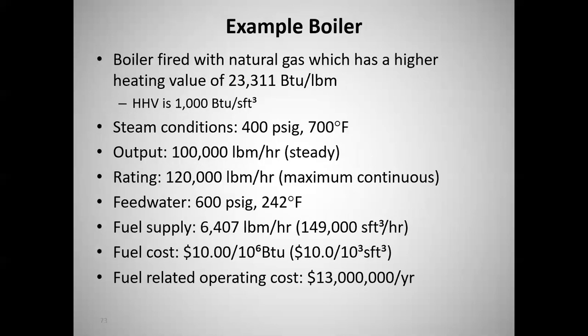Okay, so let's look at our example boiler. I think most of this we had up there before. Our heating value, that's our higher heating value, 23,311 BTUs per pound, or 1,000 BTUs per standard cubic foot. Steam conditions, 400 PSIG, 700, making 100,000 pounds an hour. Boiler rating is 120,000. Feed water, 600 PSIG at 242. There's our fuel supply, 149,000 standard cubic feet an hour, $10 a million BTUs, and we calculated the operating cost at 13 million a year.